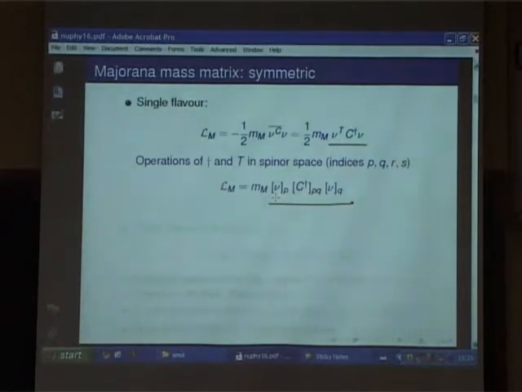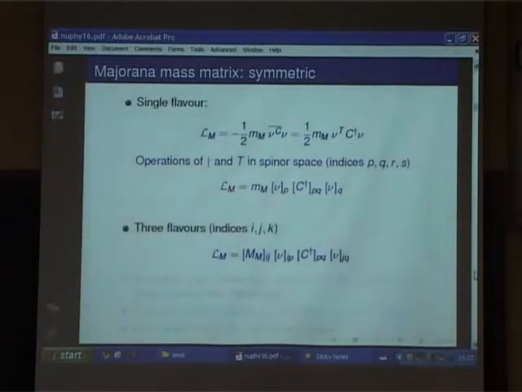This nu now has two kinds of indices. It has the flavor index and it has a spinor index. So if I go to three flavors, this generalizes: this M_M becomes a mass matrix, so it has indices ij. These are flavor indices: e, mu, tau.